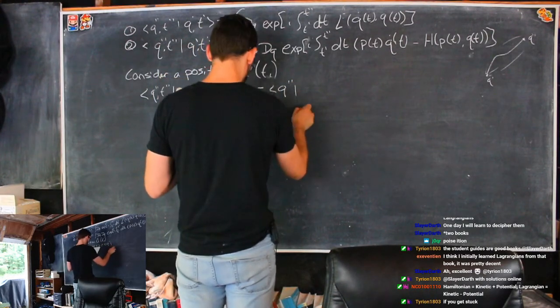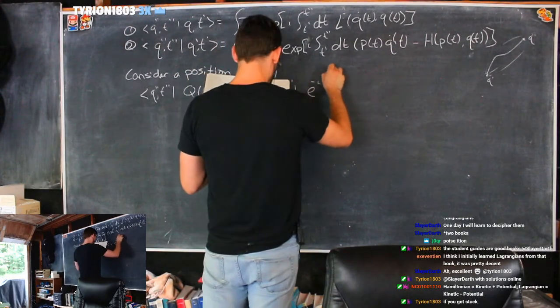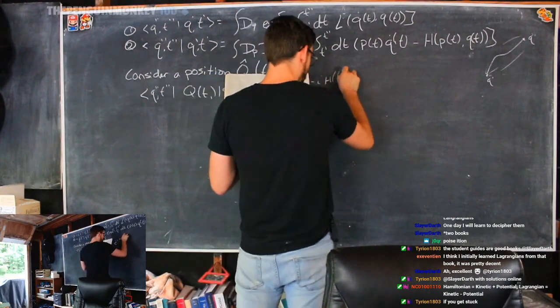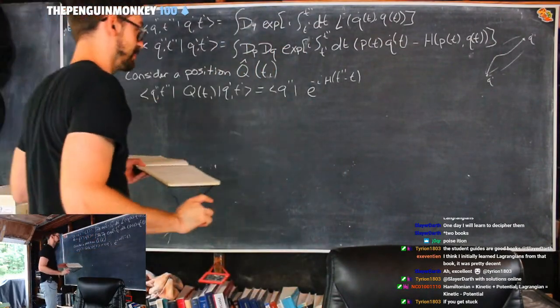So then we can go ahead and do what we did before and bring out this minus i H (t double prime minus t), which takes care of the time component in the states, if you guys remember that from last week.